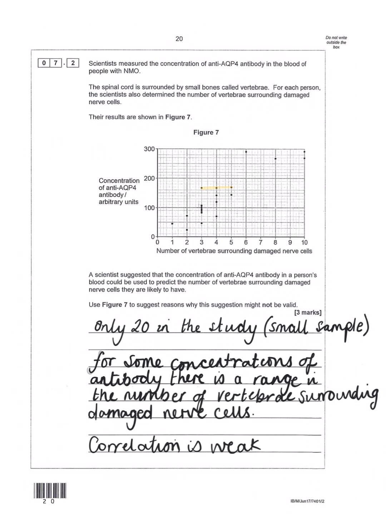In scientific investigations, such as this one here, in order to draw valid conclusions from our data, we need to perform an appropriate statistical test in order to prove mathematically whether two variables, such as the concentration of anti-AQP4 antibody and the number of vertebrae surrounding damaged nerve cells, are statistically correlated to one another. So without a statistical test being used, the scientist cannot draw any valid conclusions from this data.